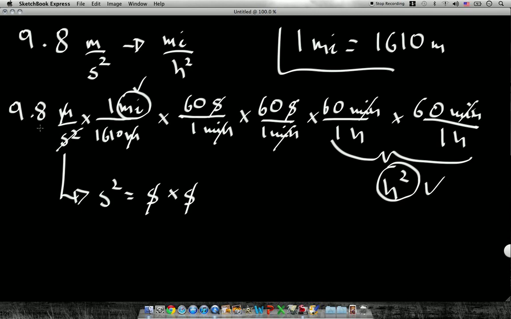And all you do is multiply the numbers and divide by, in this case, 1610, and you're finished. So this question, if you can understand this, you don't have any issues with any future possible conversions. So that's it.